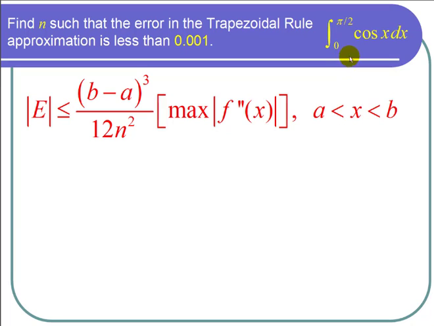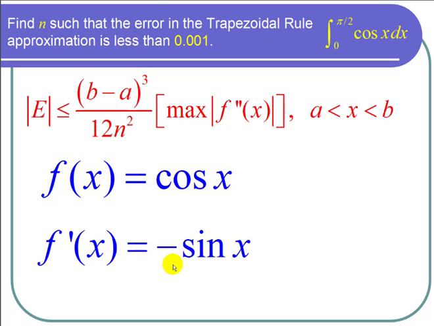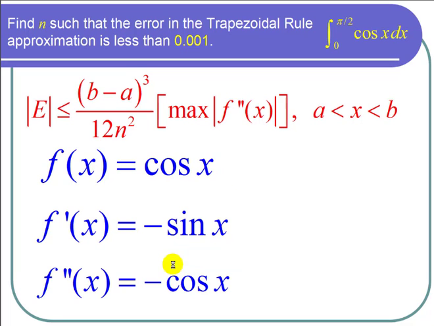Well, f of x is equal to the cosine of x, and the derivative of the cosine is negative the sine of x. So f double prime of x is the derivative of negative sine of x, which is negative the cosine of x. Now we want the maximum of the absolute value of f double prime of x. So the negative doesn't matter.